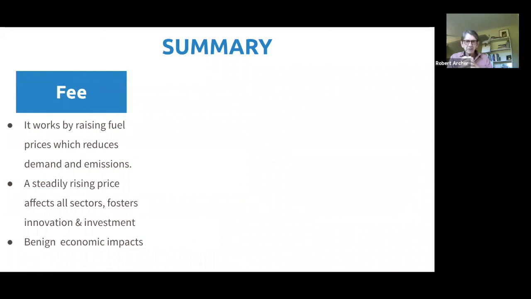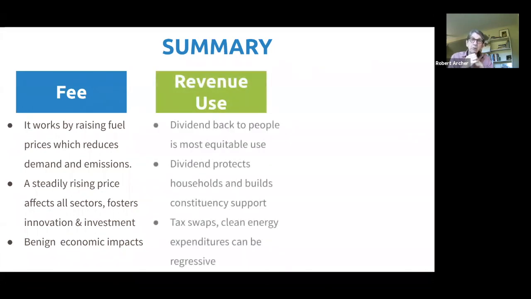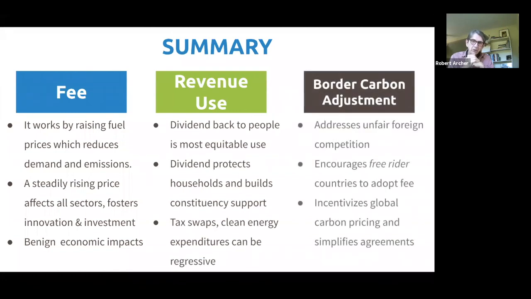That rising price affects all sectors, impacts innovation and investment, and has benign economic impacts. The revenue use goes back to the people as the most equitable approach. The dividend protects households and builds that constituency support, and other options are regressive generally. The border carbon adjustment addresses the unfair foreign competition and encourages free rider countries to adopt the fee. It incentivizes global carbon pricing.